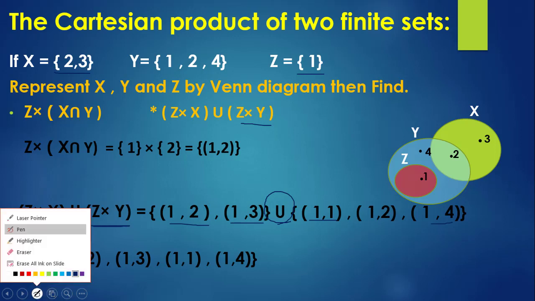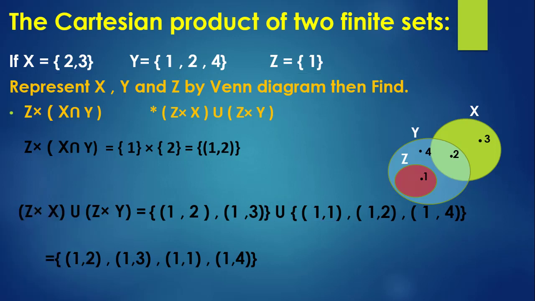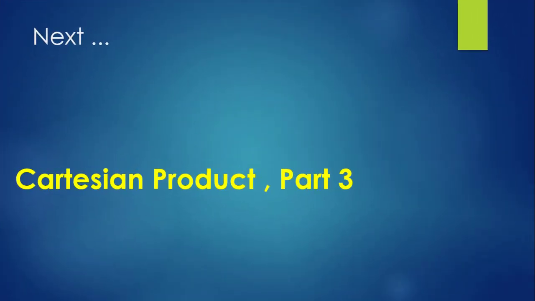So this is about our session today. We still have a third part of Cartesian product. I hope you have understood our session today. Next session we will continue part 3 of Cartesian product. Today we learned how to make a Cartesian product between 2 finite sets, and how to represent it.